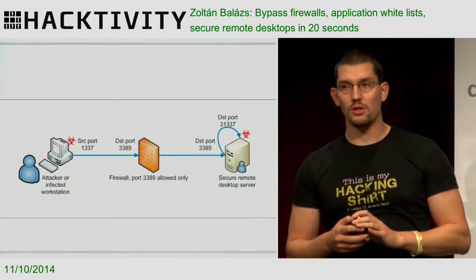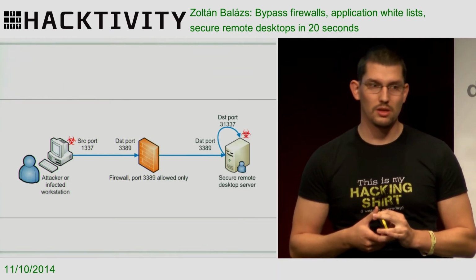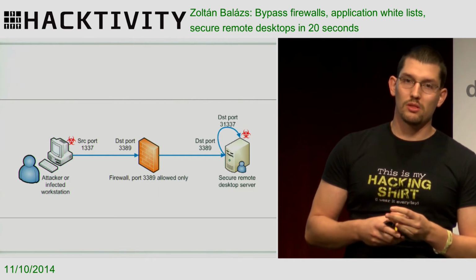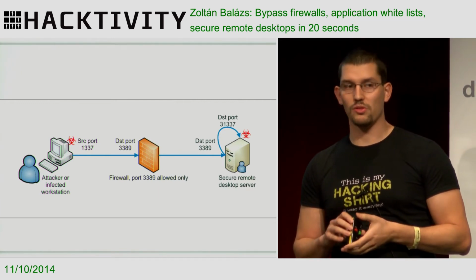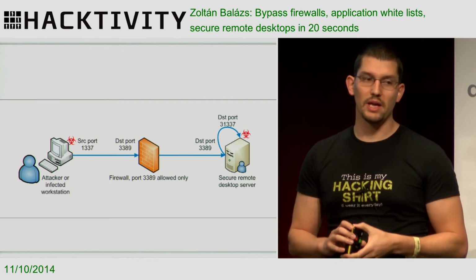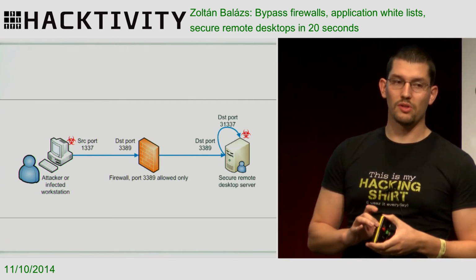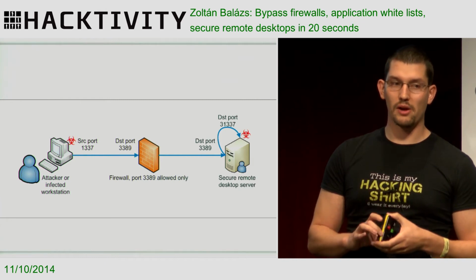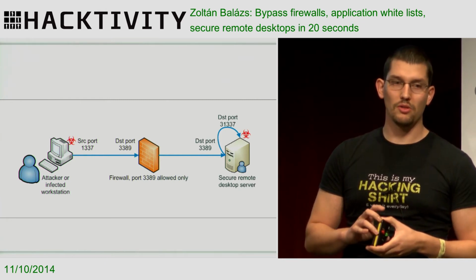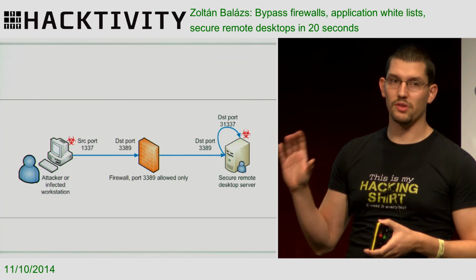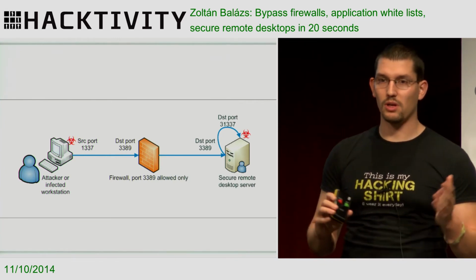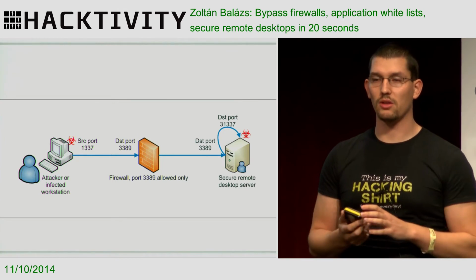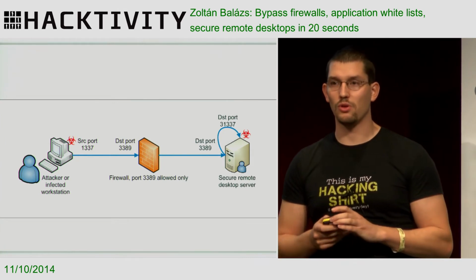So this is how it looks in a network diagram. The attacker or the infected workstation sets the TCP source port on the client side, connects to the secure remote desktop server RDP port, and the firewall will see this RDP port only, but the kernel driver will catch the communication and redirect it locally to the bind shell.